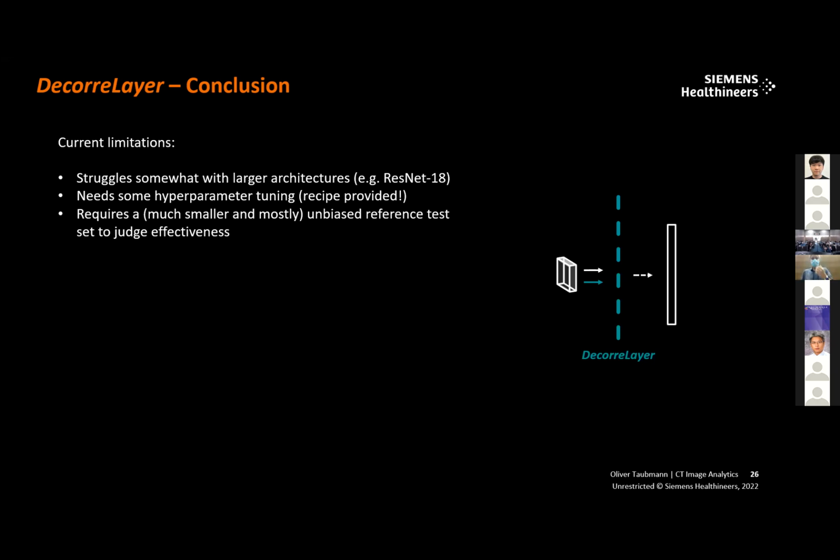And while the method itself doesn't really need an unbiased reference set, you would probably still want to have one, because otherwise you'd just be flying blind. You wouldn't really know if it actually works because you have no way to judge. But that really just needs a very small set, right? Because it's not really needed for training itself. And yeah, despite these limitations, we're actually quite happy to see that such a rather simple and lightweight approach was able to cope even with rather strong bias.